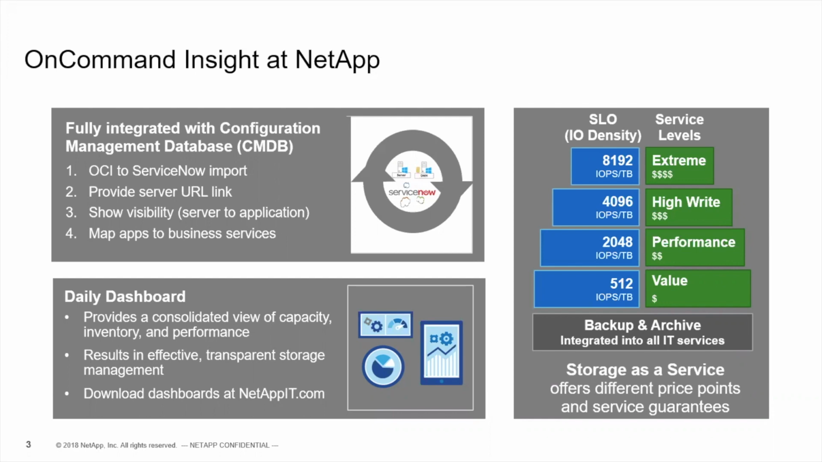The other way we do it, over on the right-hand side, is storage as a service. We've had service level objectives based on IOPS, and we use OCI for that. And we classify our apps requirements based on these service levels of extreme, high, performance, and value. And then the third one, and the one that we're going to share today, is how we've integrated OCI with our configuration management database within ServiceNow.